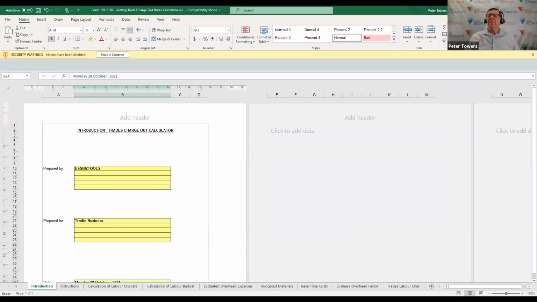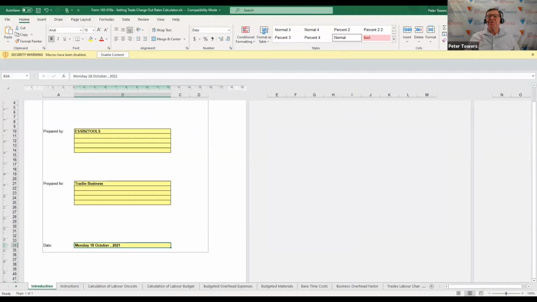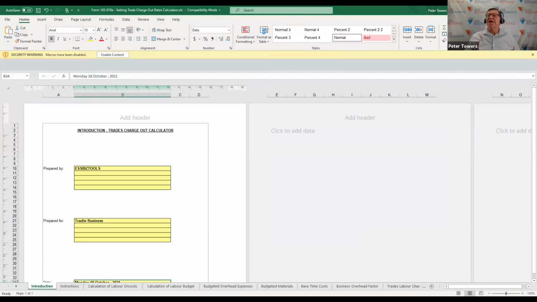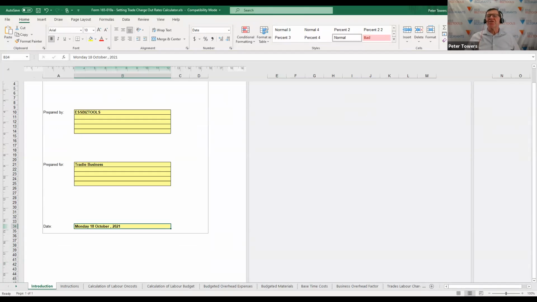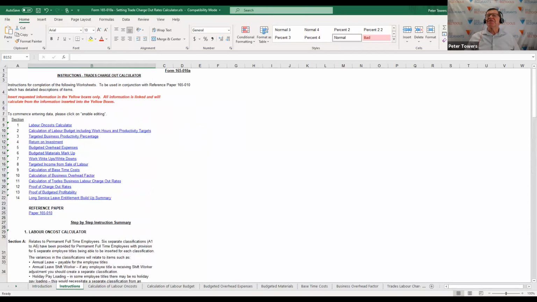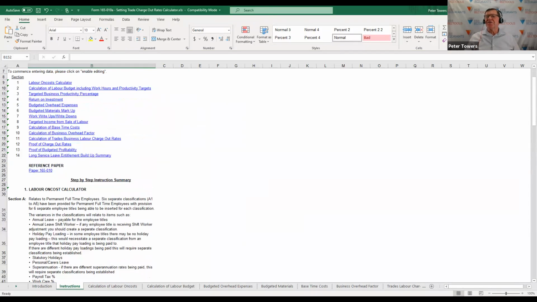trades charge out rate calculator. You should be able to see that on your screen now. I've already inserted the name of ESS BIZTOOLS. You need to always tick enable content, so I've just ticked it again. I've just called this business Tradie Business, and I set this chart up yesterday, the 18th of October. We have a set of instructions to help you go through and use this system.